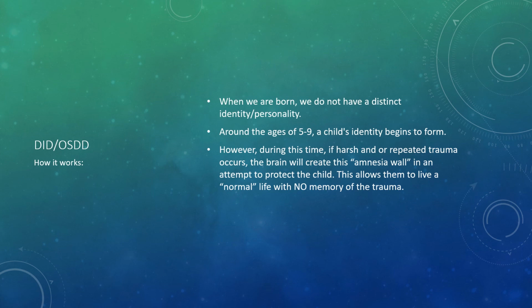However, during this crucial age period, if harsh and/or repeated trauma occurs, the brain will first freak out, but because it's freaking out, it'll go, what do I need to do in order to stay alive? How it does it, in most cases, is what is called an amnesia wall. It pretty much separates the child from the trauma in an attempt to protect the child from what's going on. Because of this, that's where you get that split. There's a wall now. It'd be like if you take a piece of paper and you rip it apart.